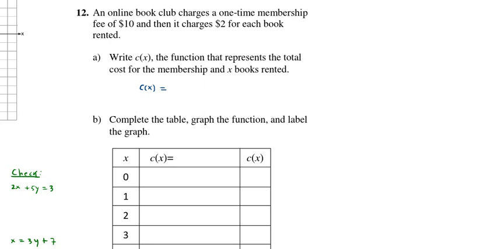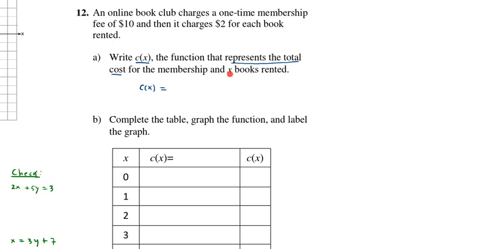And C of x represents the total cost. So here we need to put the costs that we need to pay. And there are two costs that we need to pay. One, the one-time membership fee. So this is going to go alone because it's only paid one time. And then it charges $2 for each book rented.